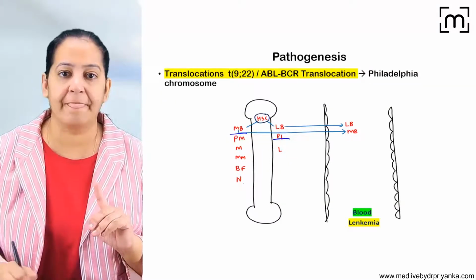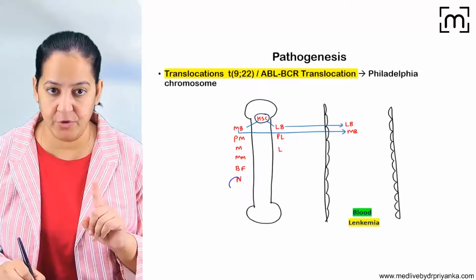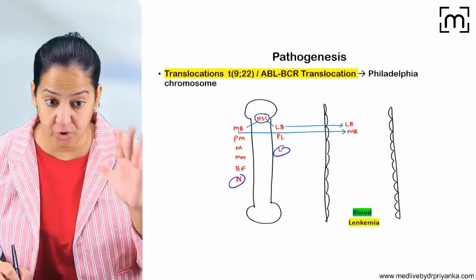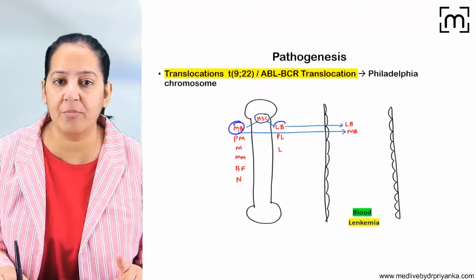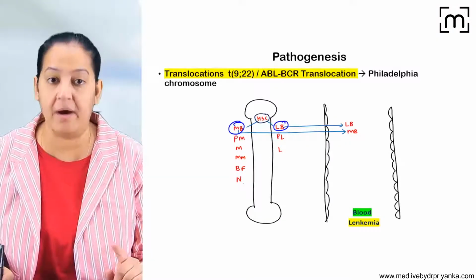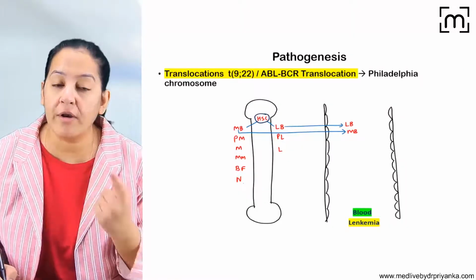Normally the mature forms come in the blood: the neutrophil and the lymphocyte. The immature forms do not come in the blood. But whenever immature blasts, that is myeloblast and lymphoblast, are coming in the blood, it's leukemia. Currently I am teaching you CML, chronic myeloid leukemia.